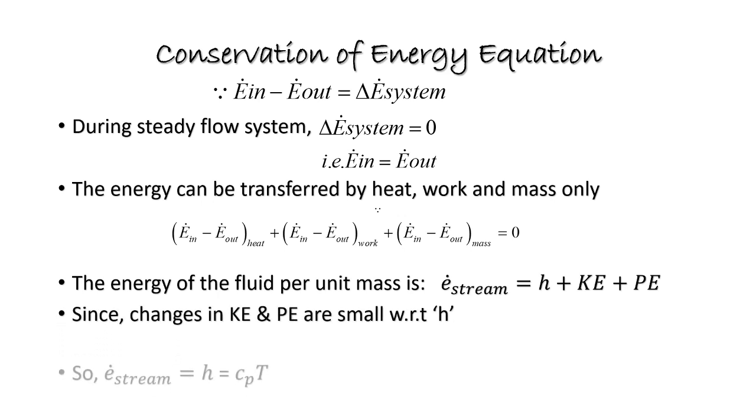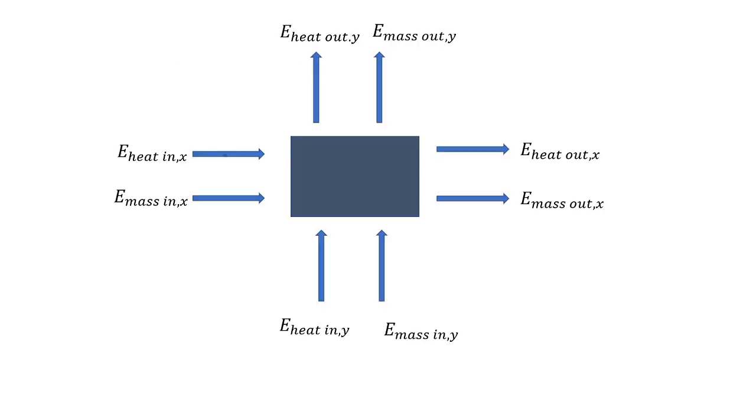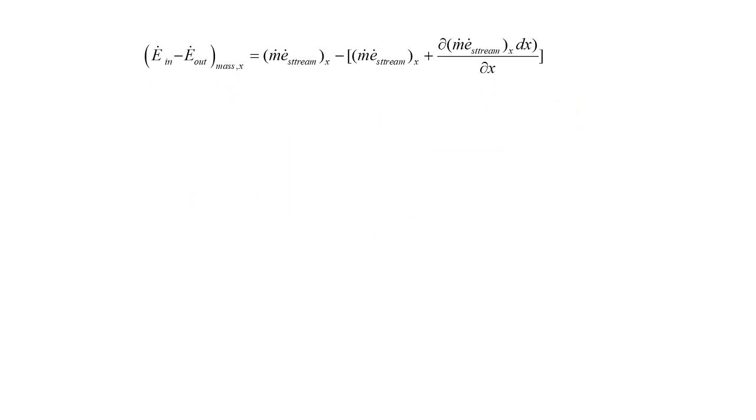So we can say the energy of a stream is equal to enthalpy, and for an ideal gas, it is equal to Cp times T. And this is the system we used as a control volume, and in this, the energy with different modes via heat or mass is taking place in the respective x and y directions, coming out and coming in to the control volume. This is a two-dimensional problem we have taken. So mathematically, if we consider the energy interaction with respect to mass, this is the equation.